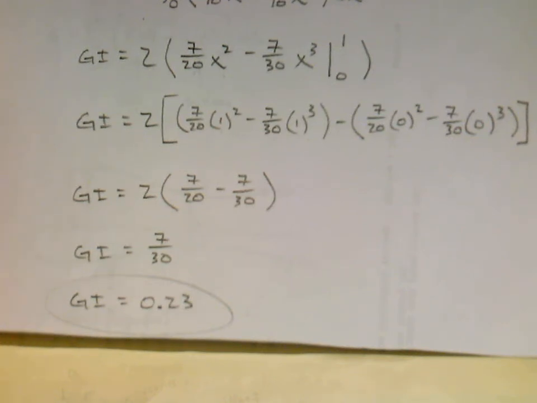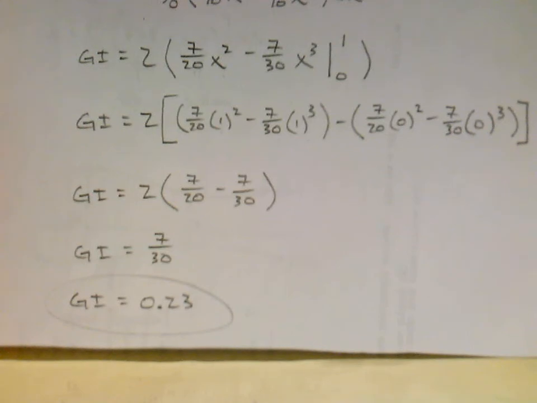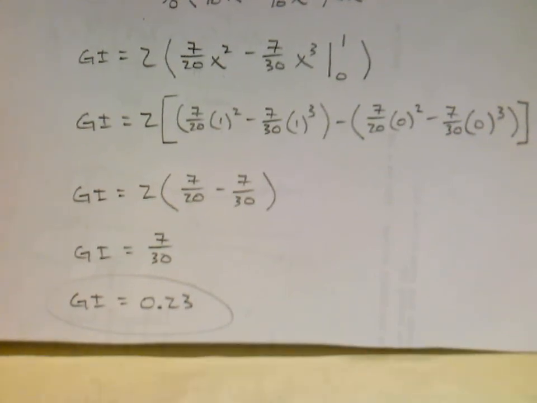Which, if you think about it, a Gini index of 0.2, that's definitely on the low end. I'm not an economist. I don't know just how good or how not good 0.23 is, but that's getting down close to zero. So income is fairly well spread out.